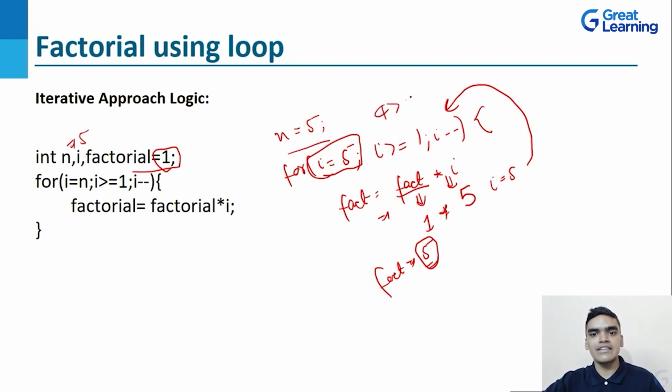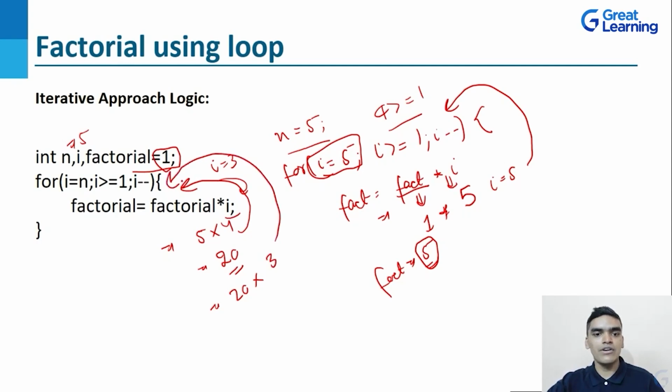Again, is 4 greater than or equal to 1? Yes. So now if I am again jumping to this condition, my new value will be: the factorial value was 5 and the i value was 4. So I will get 20 this time, right? Now again it will go for the decrement. Then the i value will be 3. Is 3 greater than or equal to 1? Yes. So once again it will execute. My factorial value was 20 and the i value will be 3.